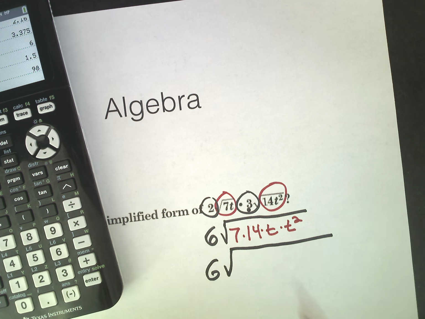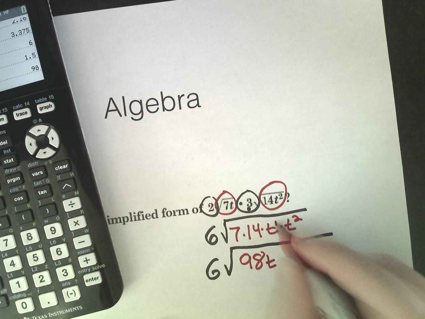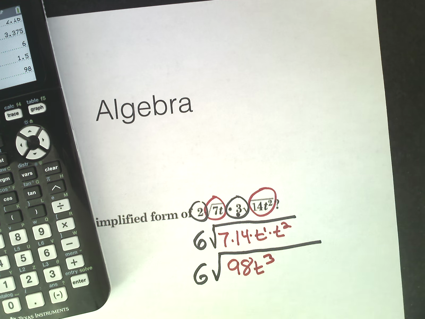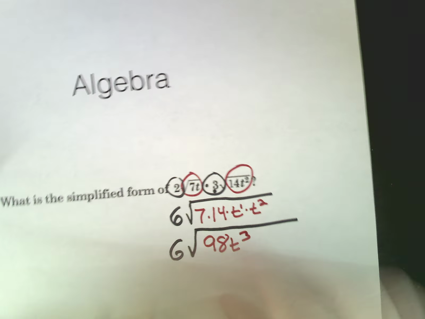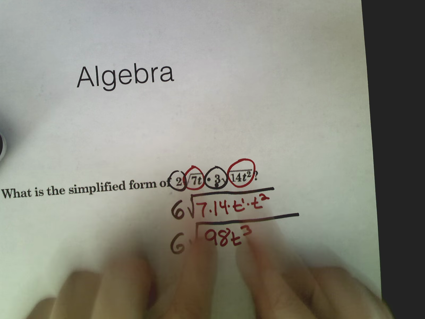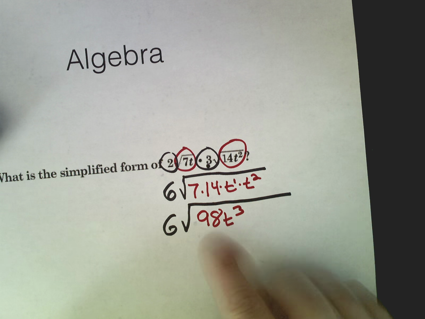So 98, and if we remember our exponent rules, t times t squared is t cubed. Now, that's all you had to do to get it to this point. We multiply them together. Simple ideas. Multiply the numbers on the outside and multiply the numbers on the inside. Now, next step. We've got to simplify this radical.